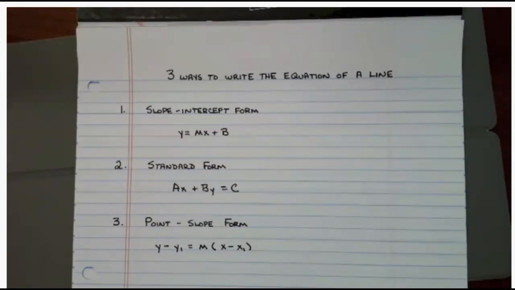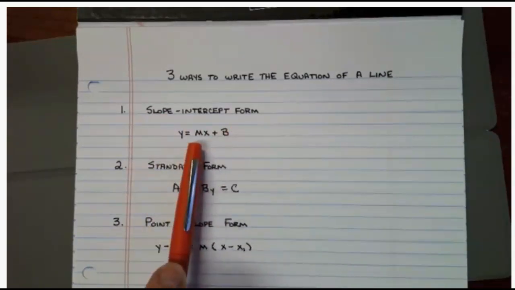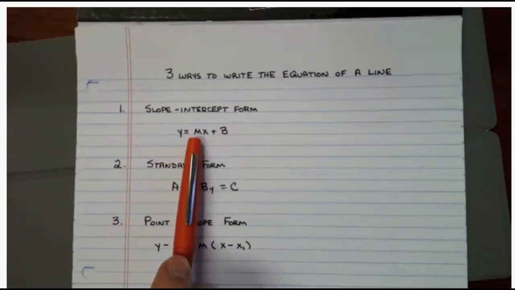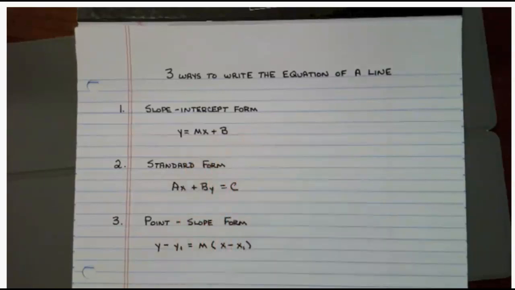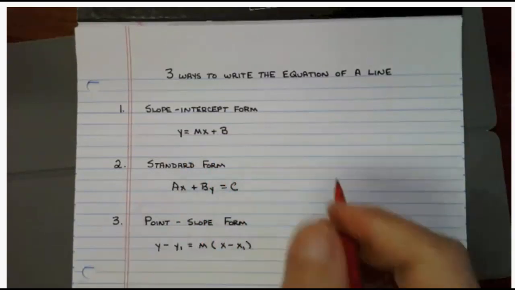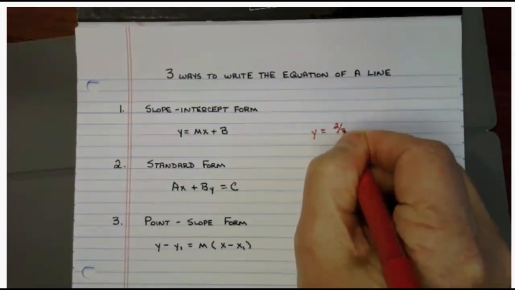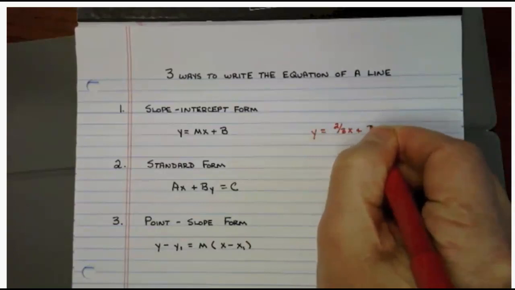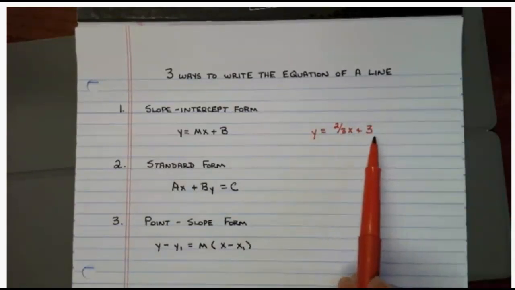Now the one that we've already gone over is slope-intercept form. Slope-intercept form looks like this, where there are numbers for the m, which is the slope, and the b, the y-intercept. These two spots will have numbers in it. So an example of something that's in slope-intercept form would be y is equal to 2/3 x plus 3. 2/3 is your slope. The 3 here on the end is your y-intercept.